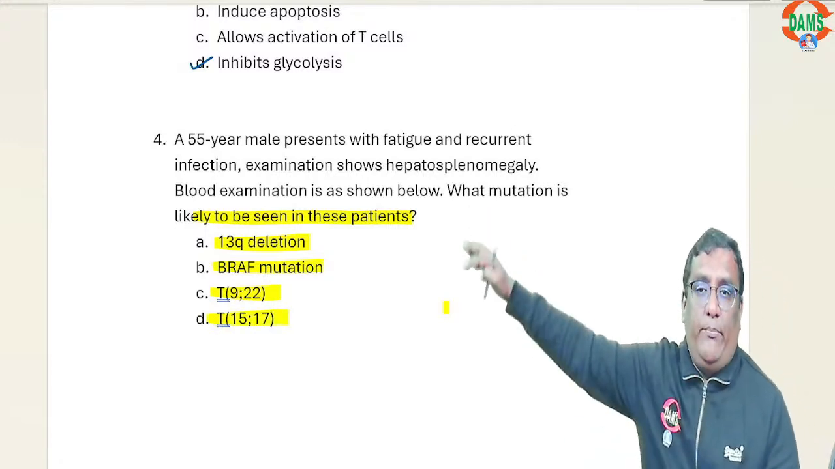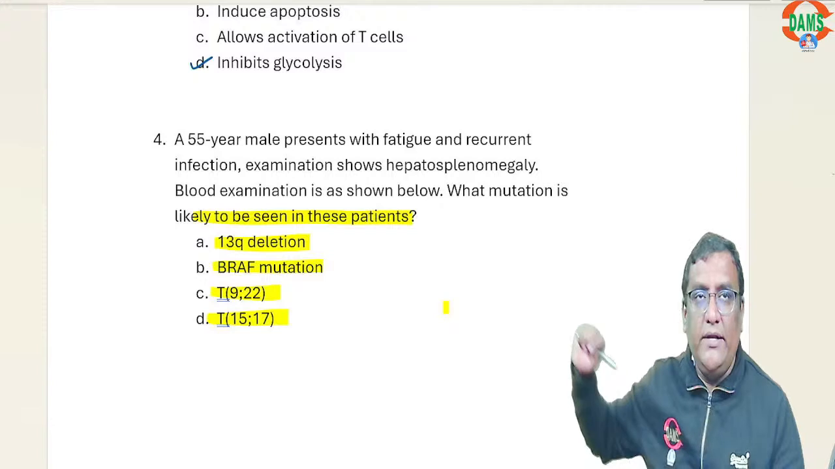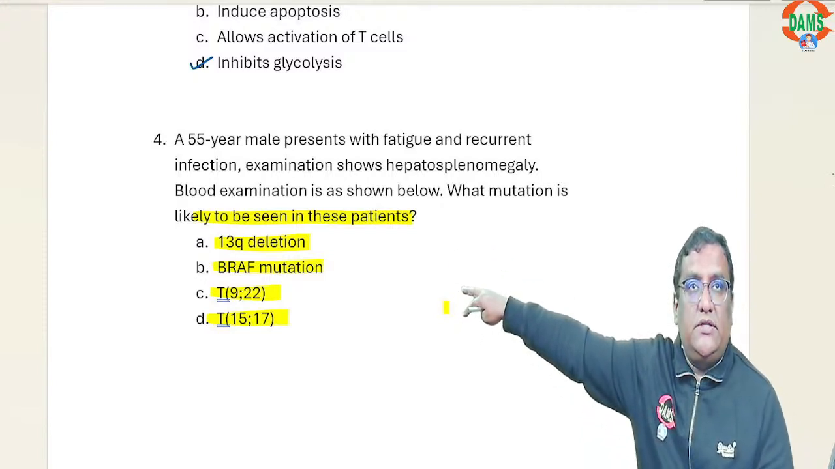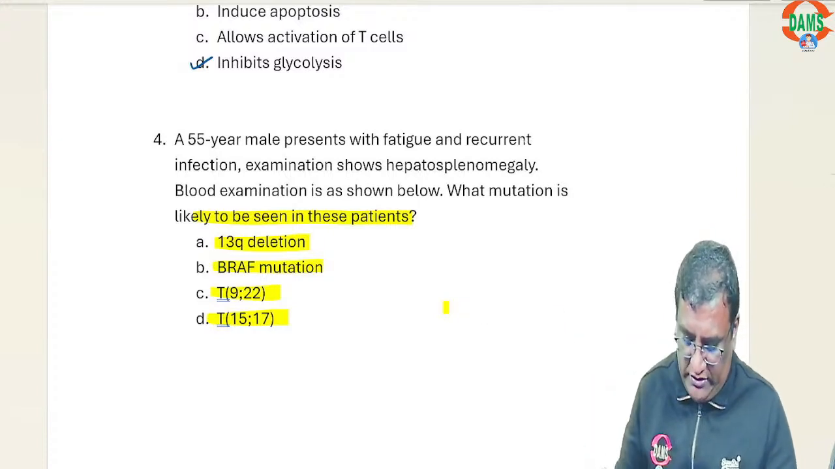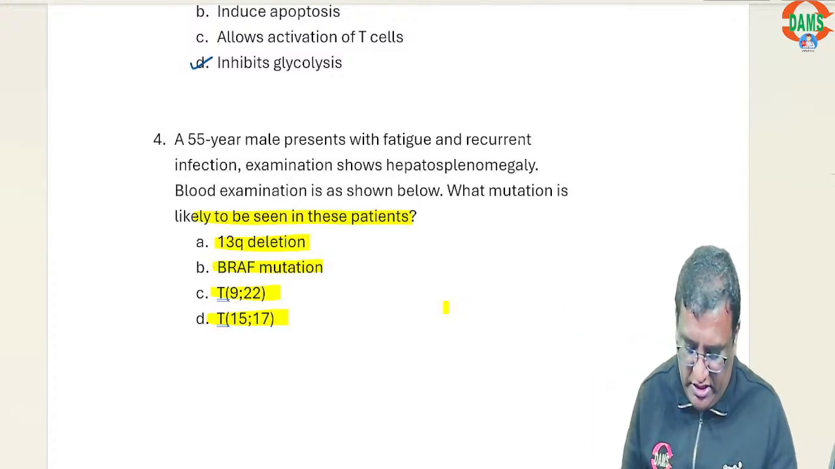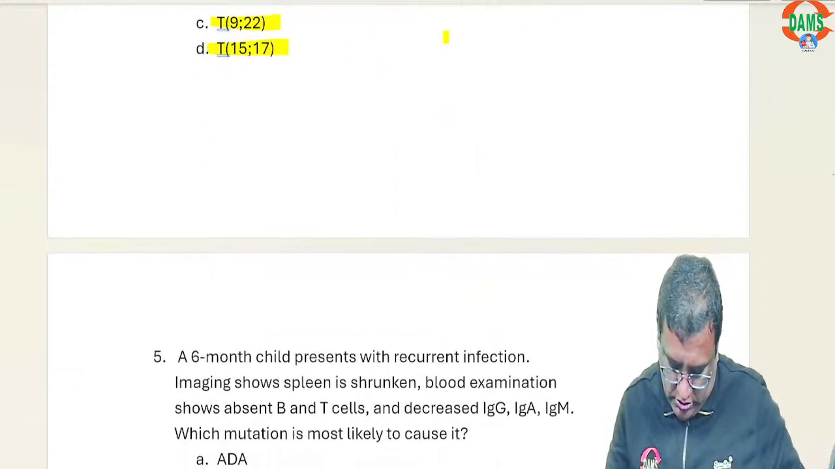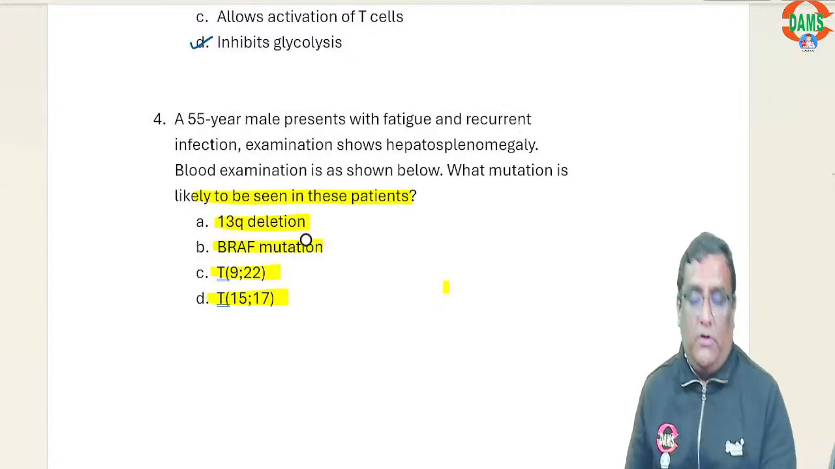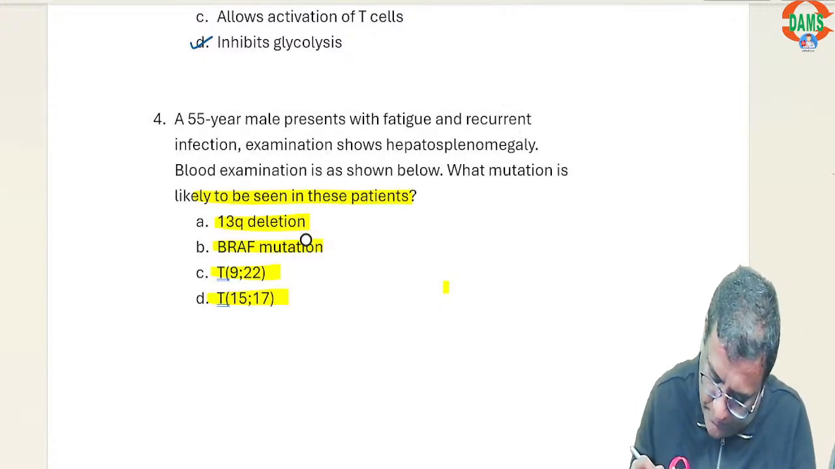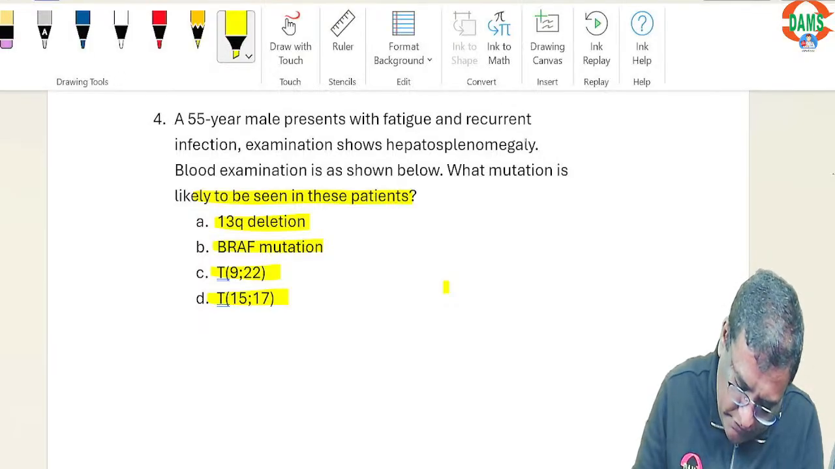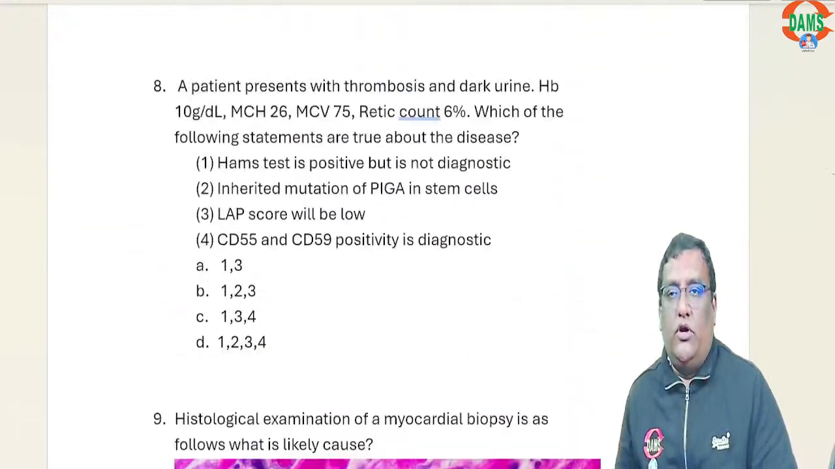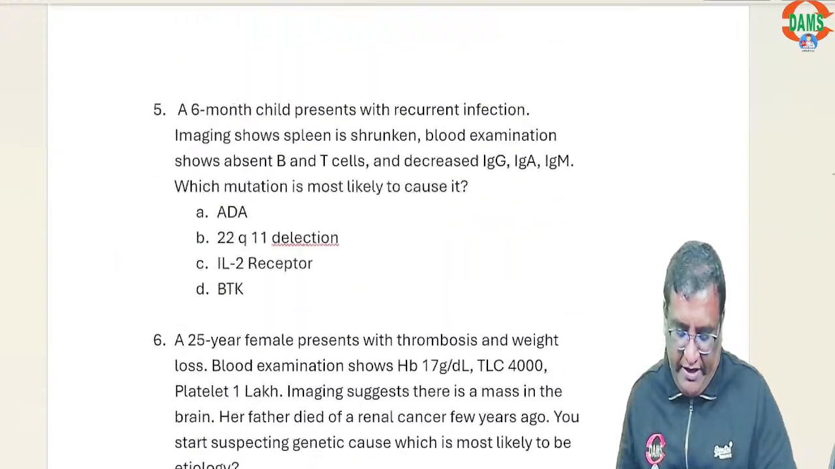There are two ways to approach this. One is to try to write what mutations are seen. Okay, sorry, I have missed out on the image here. Somehow that image has been missed, or it might be on the last page. Let me check. No, it is not there. Sorry, guys.